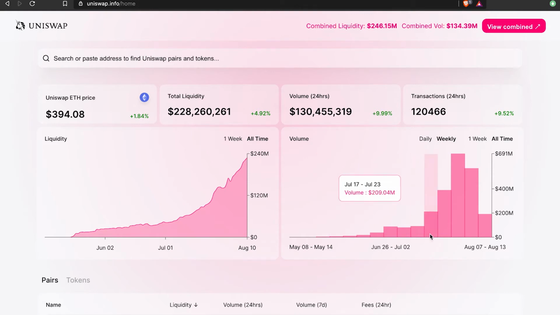But at the time of recording, 2 weeks ago, 3 weeks ago, the volume was $691 million. So that is pretty insane already for something that is relatively young. And most important here is that this is decentralized. This is not owned by a single entity. Basically, anyone who participates in this is the owner.